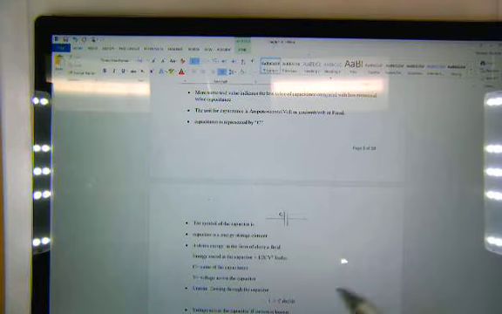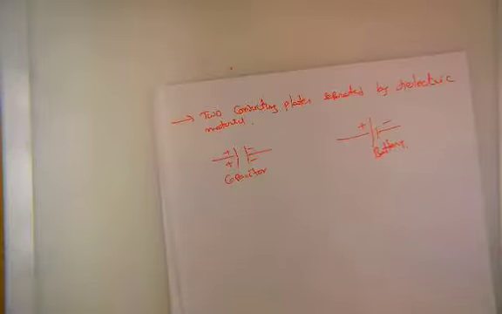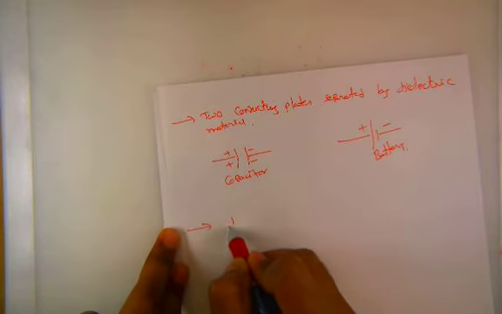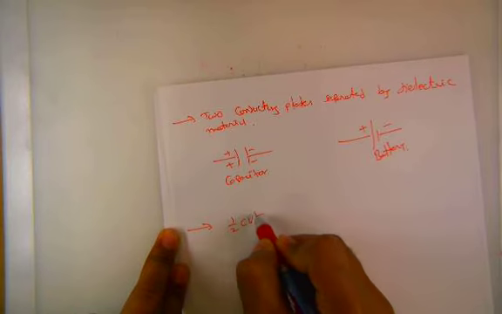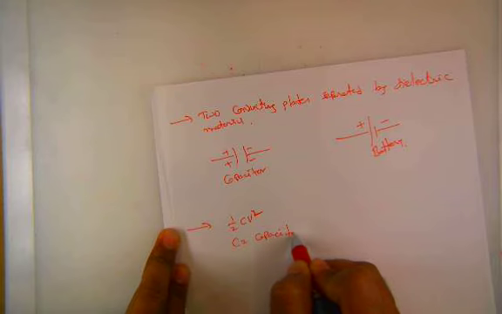Symbol for capacitor. As I mentioned, a capacitor stores energy, and the amount of energy stored is half CV square. Let me talk about half CV square. What is half CV square? So here C indicates the capacitance value. So the energy stored in a capacitor is half CV square.